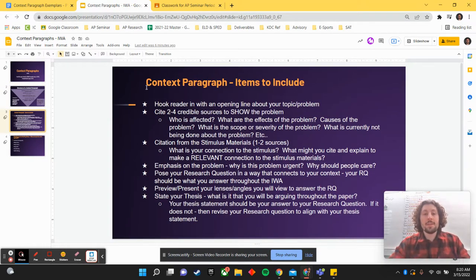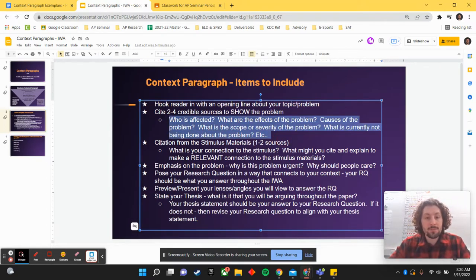Now, important things that you want to do again within context, hook your reader in, citing 2 to 4 sources to show the problem. And these are things that you can do to show, right? Who's affected? What are the effects of the problem? Causes of the problem? What's the root of the problem? Scope and severity, like you just discussed.